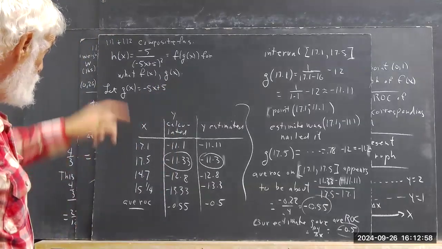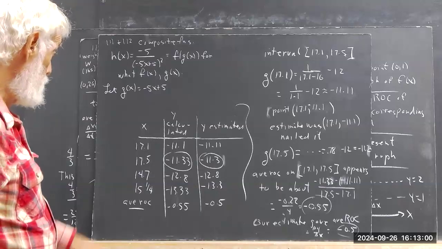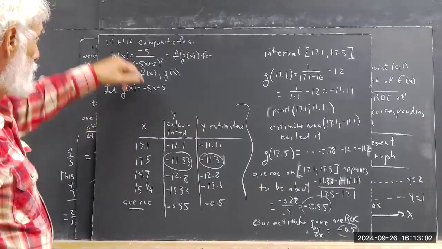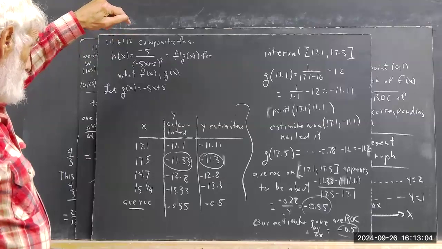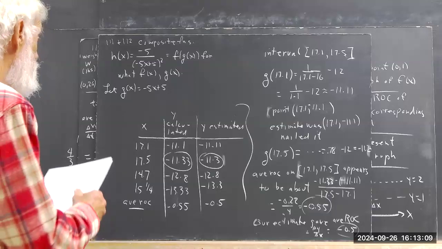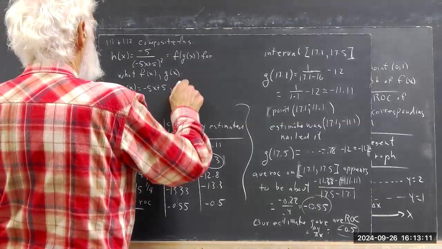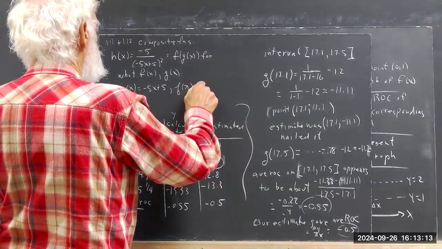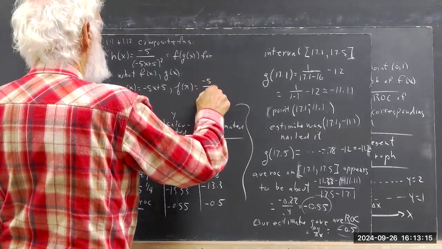And then what does f of x do to g of x? Well, the -5x plus 5 is put under -5 and squared. So we can say f of x equals -5 over x squared.